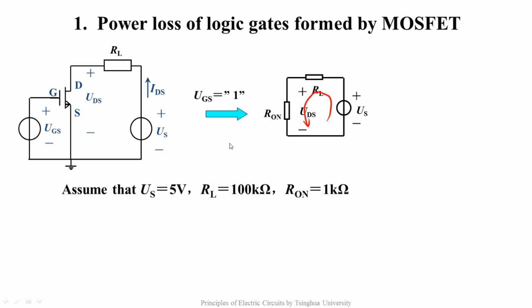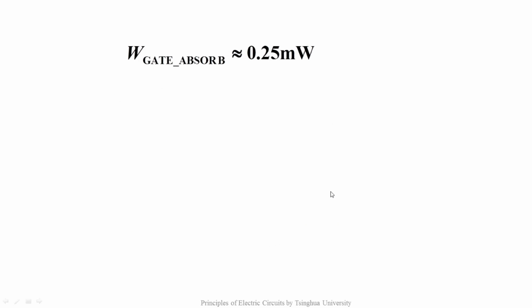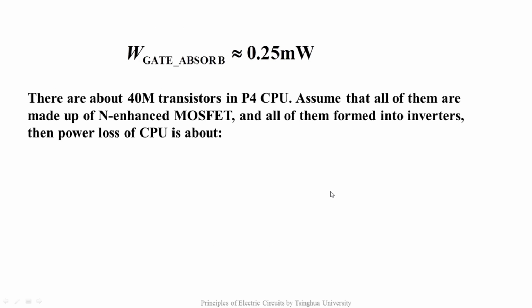We assume the typical values of US, RL, and R-on are listed here, that is 5 volts, 100 k ohms, and 1 k ohms respectively. So the power loss of the logic gate is calculated to be 0.25 milliwatts. Don't underestimate this value. For a single logic gate, it's a tiny power loss. But there are hundreds of millions of transistors in a CPU.